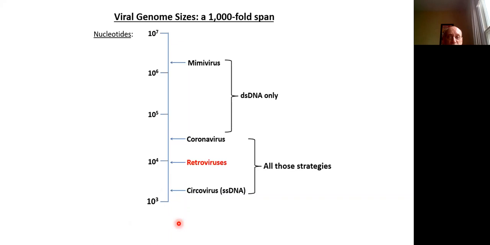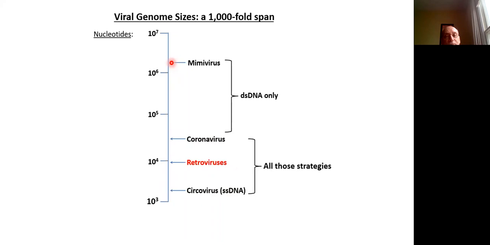In this continuum, retroviruses are towards the simpler end, but not at the simplest end. It's interesting to note that the largest RNAs known in nature are those in coronavirus particles. Those are around 30,000 bases. And all those strategies I was just showing you, all the various crazy things viruses think up, are all in this range, coronavirus or smaller. Above 30,000, all genomes are only double-stranded DNA.